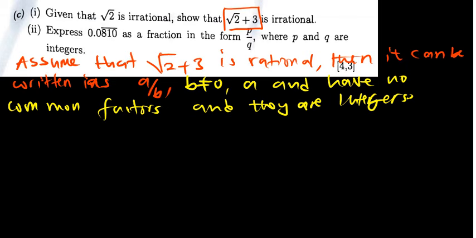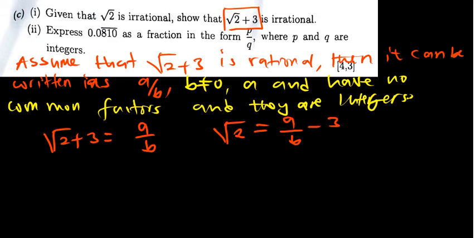Then I'm going to equate this to a over b. I'm going to say the square root of 2 plus 3 is equal to a over b, since we have assumed that this is rational. Now I need to make the square root of 2 the subject, because I've been told already that the square root of 2 is irrational. So I'll shift 3 to the other side. It's going to be the square root of 2 is equal to a over b minus 3.